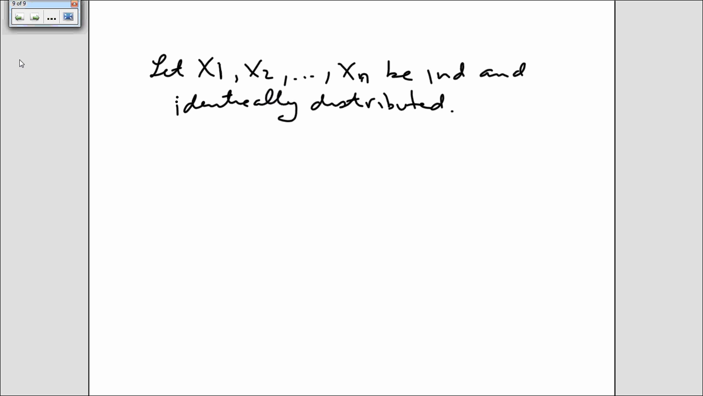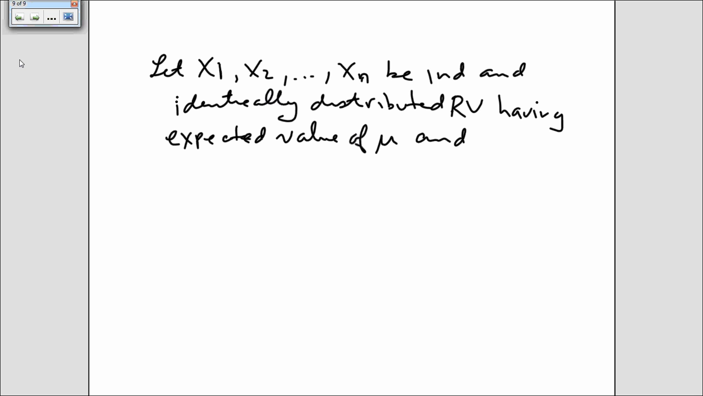That is, they have the same probability density function. Well, identically distributed random variables. And you further are given that they have their expected value of mu, and the variance is sigma squared.